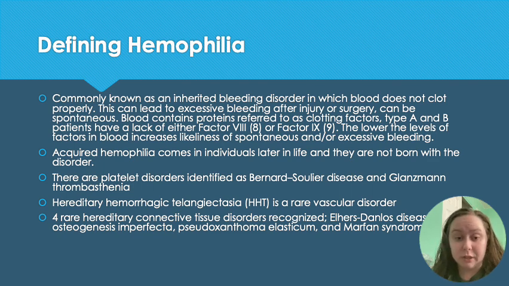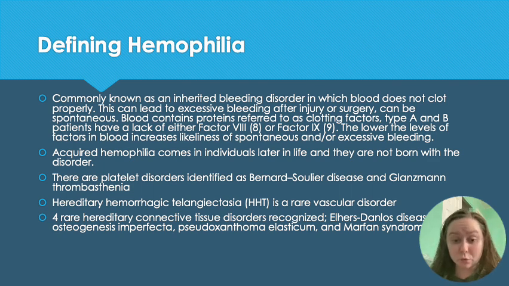So, to define hemophilia, it is commonly known as an inherited bleeding disorder in which blood does not clot properly. This can lead to excessive bleeding after injury or surgery and can be spontaneous. Blood contains proteins referred to as clotting factors. Type A and Type B patients have a lack of either factor 8 or factor 9. The lower the levels, the likeliness of spontaneous and or excessive bleeding increases. Acquired hemophilia comes in individuals later in life and they are not born with the disorder.